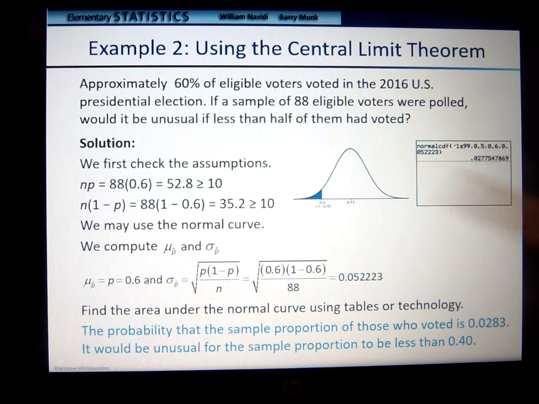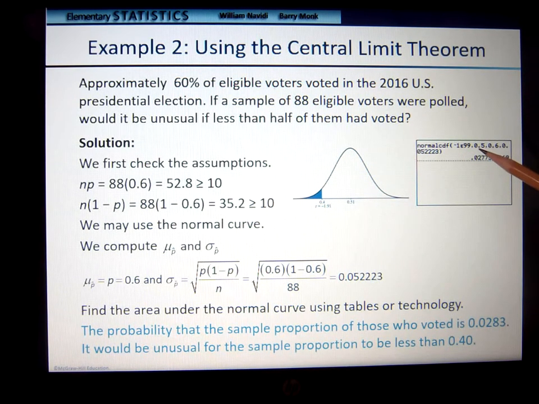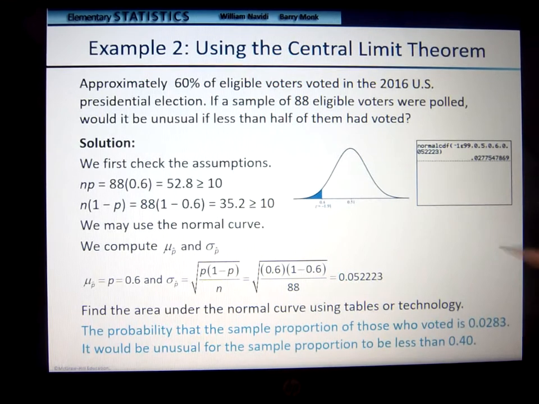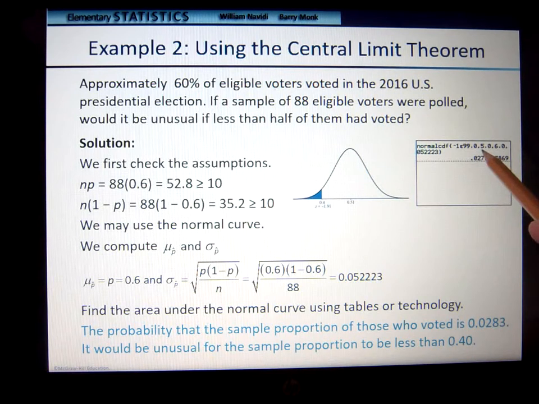We will get 0.052223. So we're looking at the lower bound of negative 1 and 99 zeros, and we have 0.5 as our upper value we just got here. 0.6 is our mean value, and 0.052223 is our standard deviation. Okay? We're looking at less than half. That's where this is. Okay.